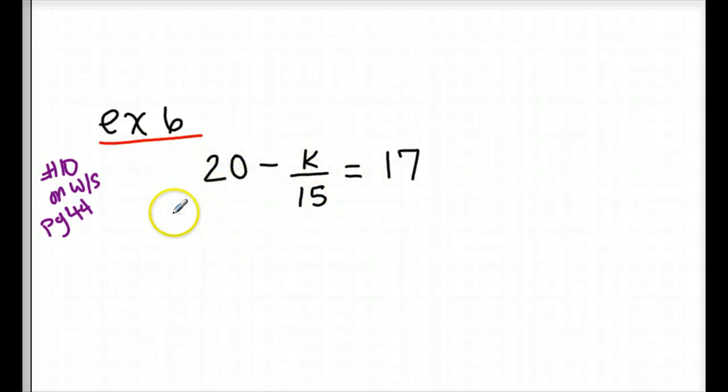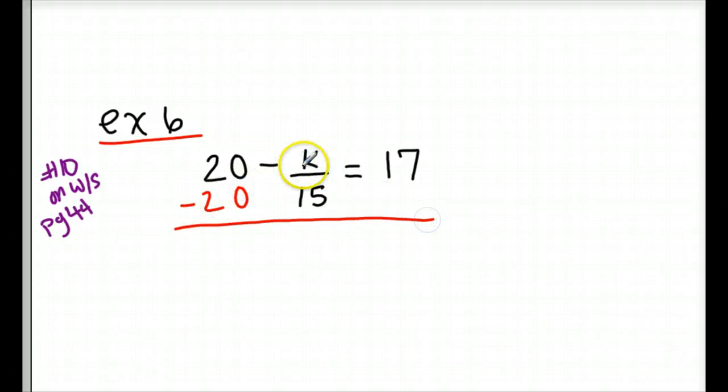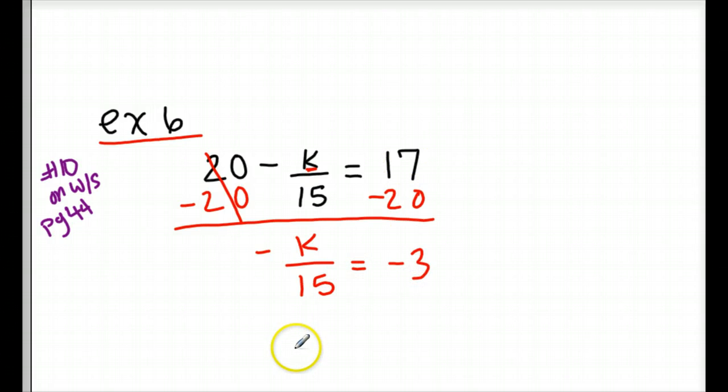Since this is positive 20, we want to take it away from this side. We're still trying to isolate our variable k here. Since we took it away from this side, we have to take it away from this side. So this ends up canceling out, and we get negative k, don't forget this negative sign, over 15 equals 17 minus 20, which is negative 3.